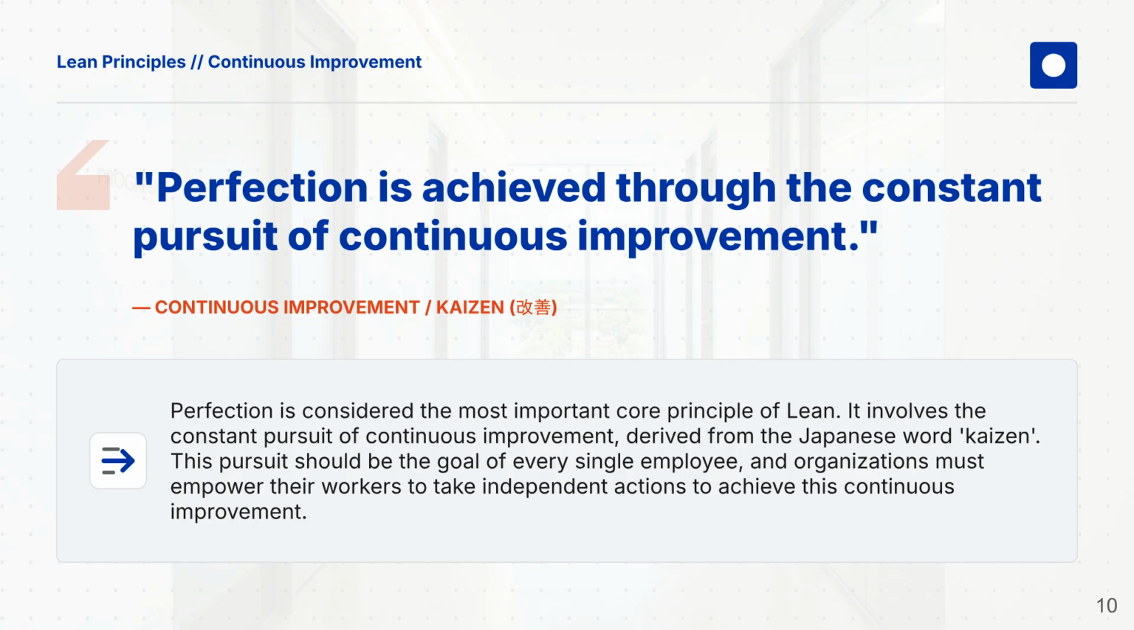This philosophy is known as Kaizen, a Japanese word meaning continuous improvement. Kaizen encourages every employee, regardless of their role, to look for small, practical improvements in their daily work. While each improvement may appear minor, the combined effect of many small changes over time can produce significant gains in productivity, quality, and efficiency.